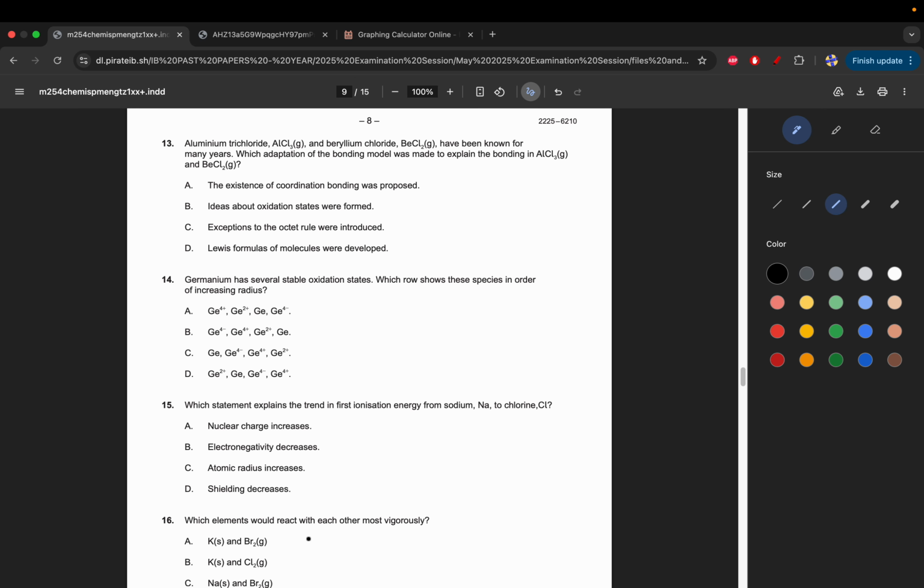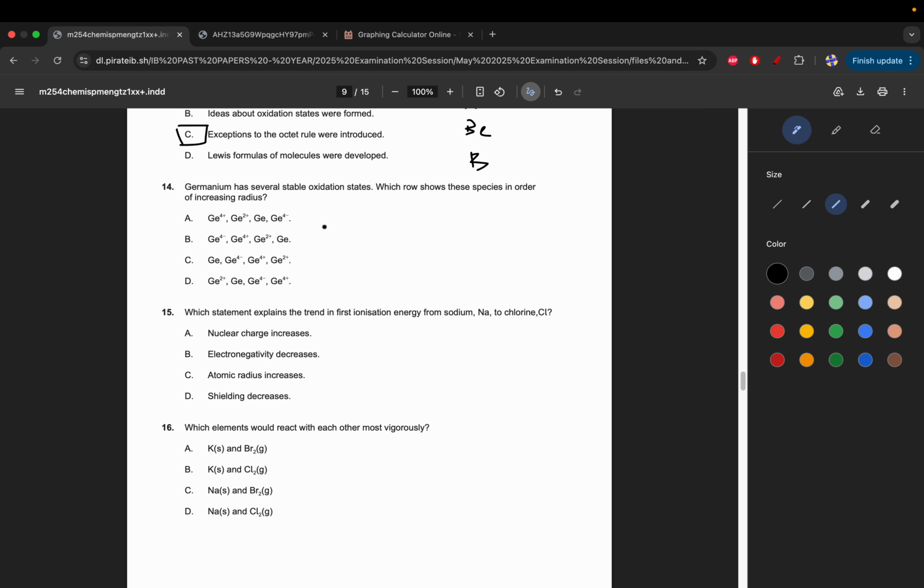Okay, aluminum trichloride and beryllium chloride have been known for many years. Which adaptation of the bonding model was made to explain their bonding? Well, remember earlier when we talked about the exceptions to the octet rule, we did bring up these ones. And it turns out that they are exactly the ones where we have the exception to the octet rule.